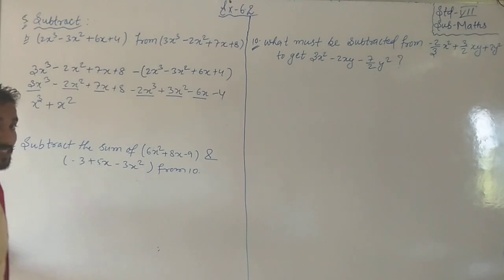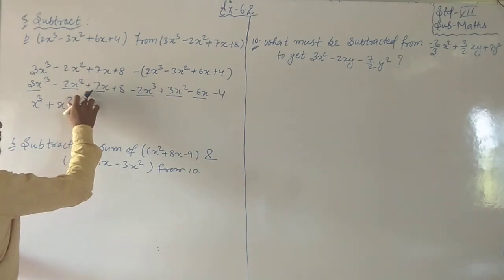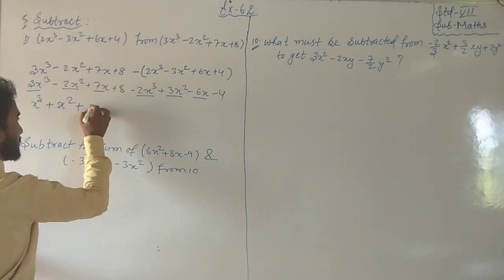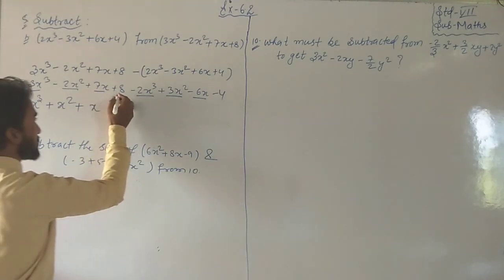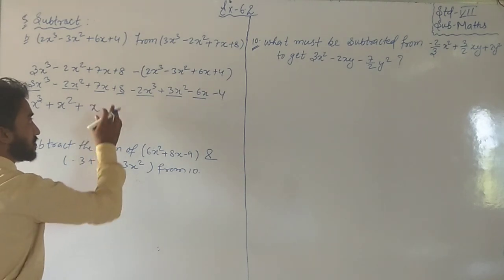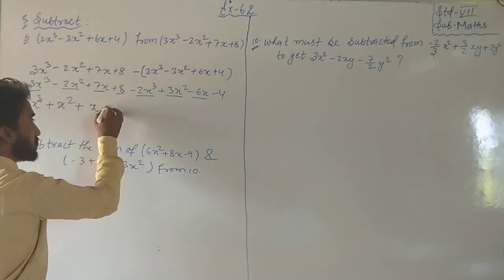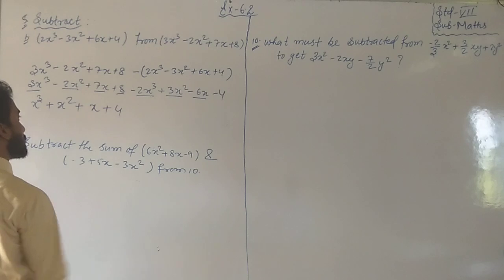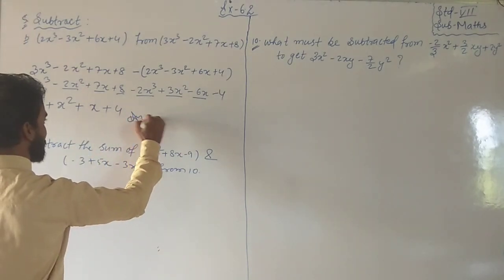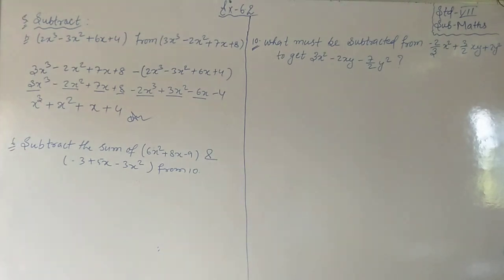Next, 7x or minus 6x: which is greater? 7x is greater. Before 7, what sign is there? Positive, so we write positive. 7x minus 6x is x. Very good. Now see, plus 8 or minus 4: which is greater? 8 is greater. Before it, which sign is there? Plus, so we will write plus. 8 minus 4 is 4. Students, see, this is your answer. So as it is, we will do this and proceed to the next question.